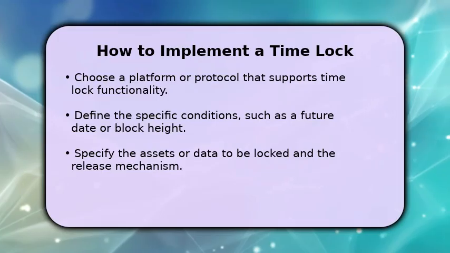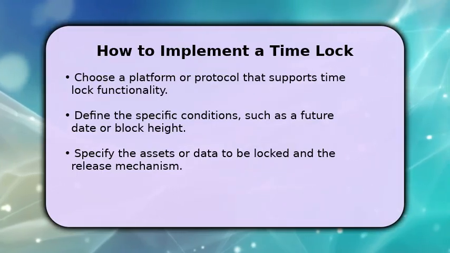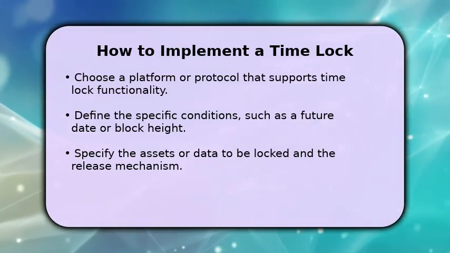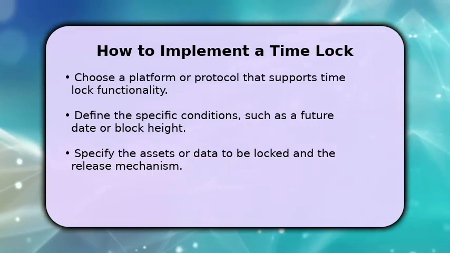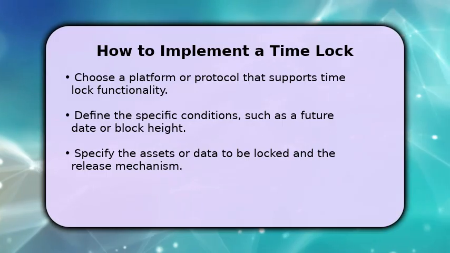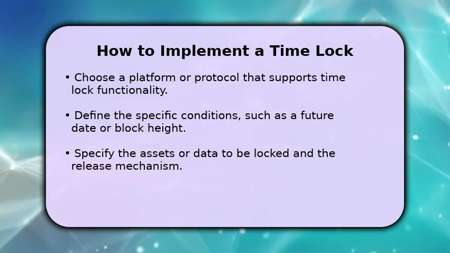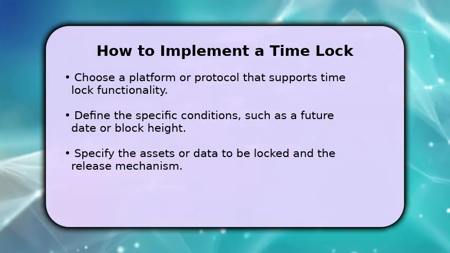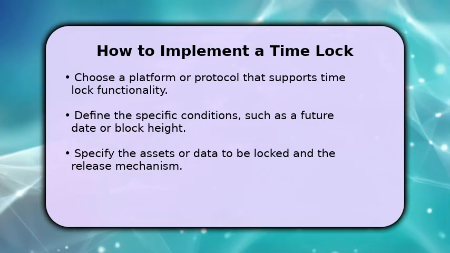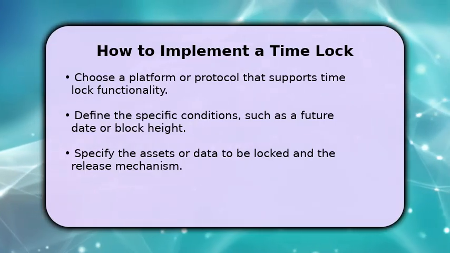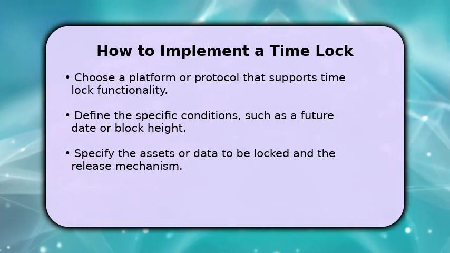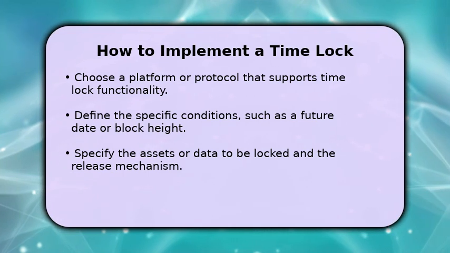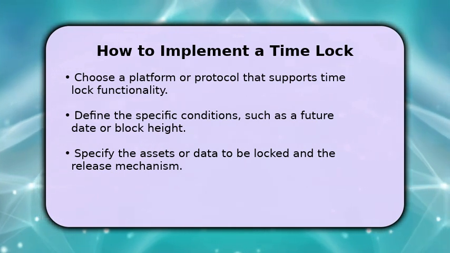Implementing a time lock involves a few key steps. First, select a platform or protocol that offers time lock capabilities. Next, clearly define the conditions for release, whether it's a specific future date, a block height, or another trigger. Then, specify exactly which assets or data will be locked and how they will be released. Always double-check all parameters carefully before initiating the time lock to ensure it functions precisely as intended.